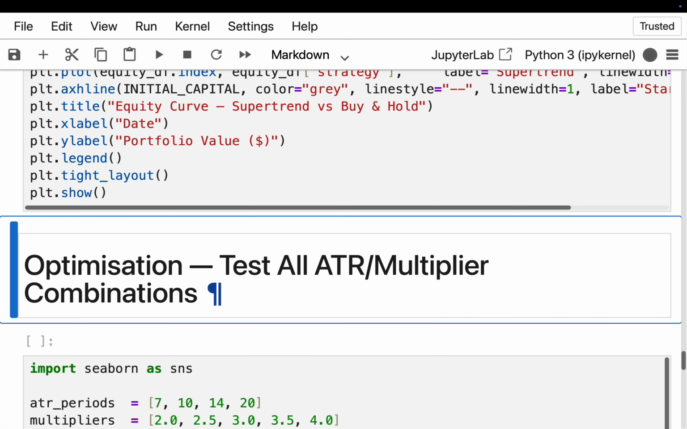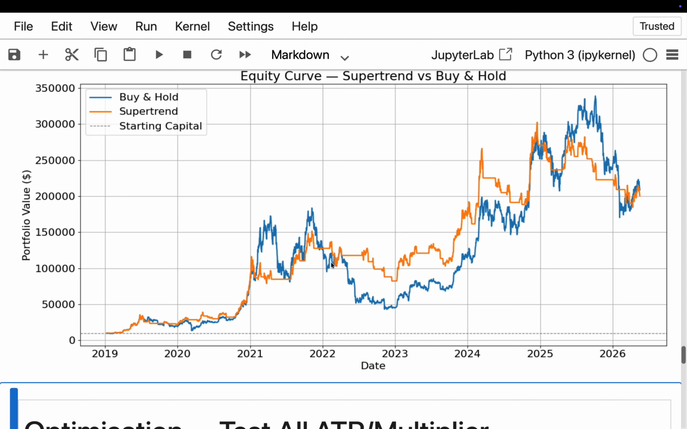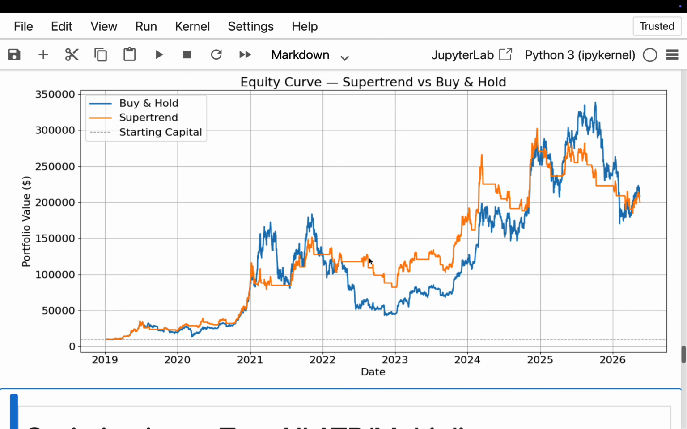During the 2022 crash, when Bitcoin dropped 80%, the Supertrend stepped aside and sat in cash. Buy and hold holders watched their portfolio collapse. Supertrend holders did not. That's a genuinely meaningful result.